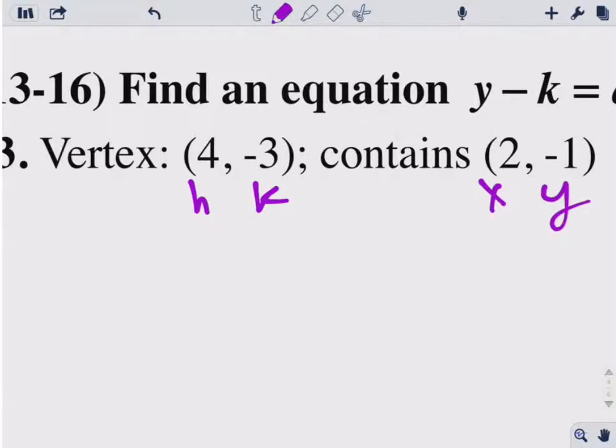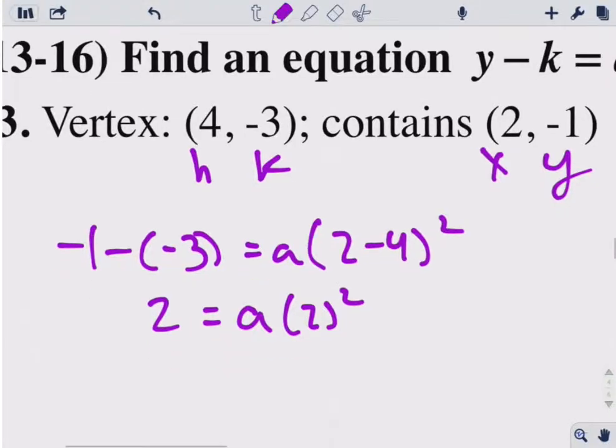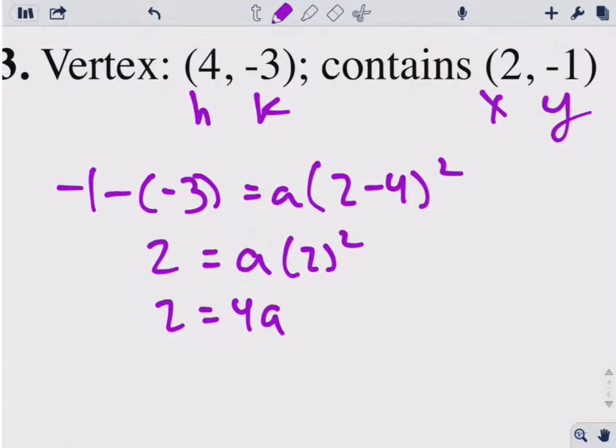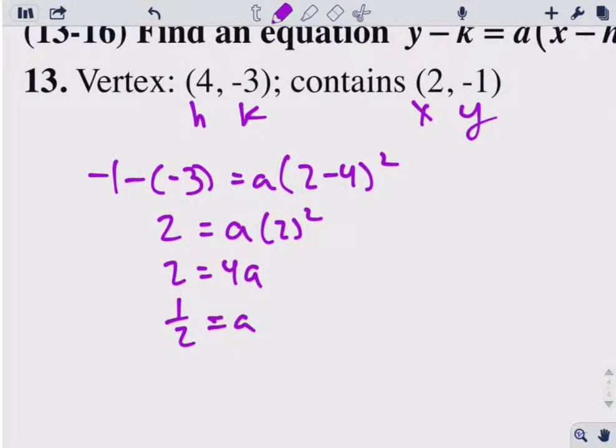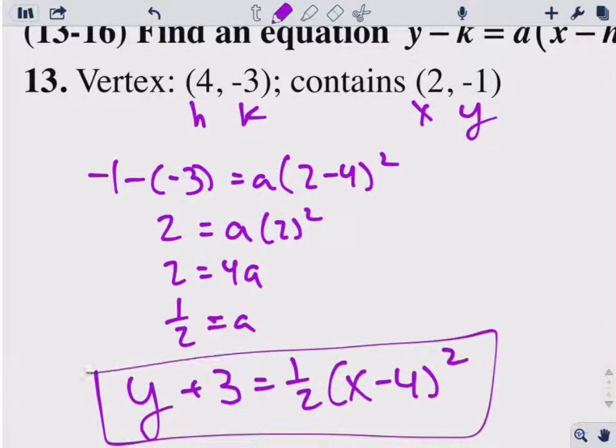h, k, x, y. So it's -1 minus -3 is equal to a times 2 minus 4 squared. That's 2 is equal to a times 2 squared. So you get 2 is equal to 4a, or a is equal to 1/2. Now remember, they're asking us to write an equation, so it's y minus k is equal to a times x minus h squared, and that is your answer.